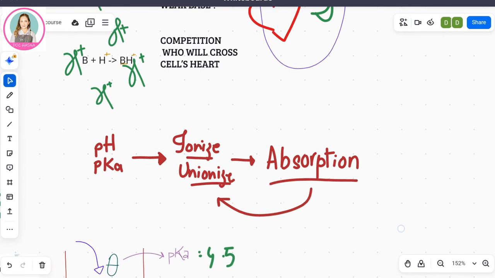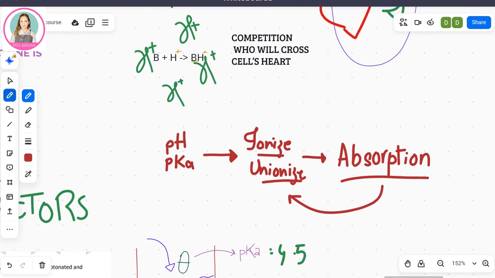And that takes us to the first part, which is that there are two factors that are going to tell us whether the drug will be in the more ionized or more unionized form. Does that make sense, guys? Those two factors are the pH and pKa of the drug. Remember, there are two factors that determine whether the drug will be in its charged form more or in its uncharged form more.